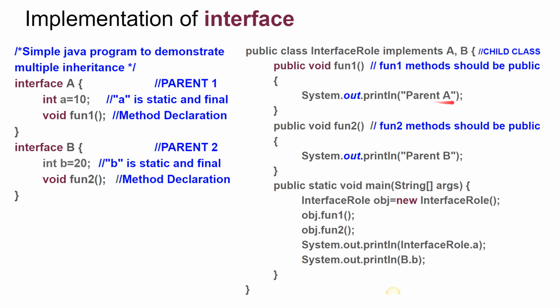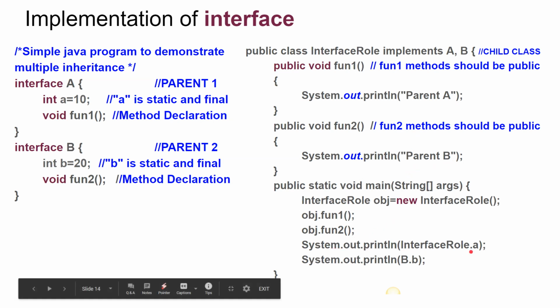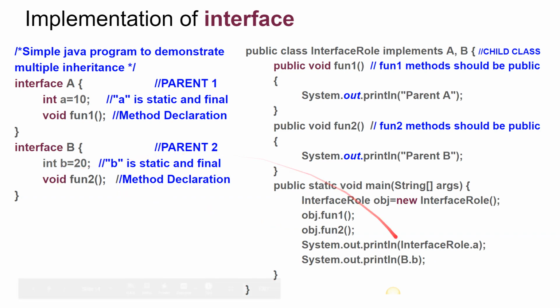So what is the output? The first output is parent A, the second, on the next line, is parent B, and here we are trying to access A. What is that? A is 10. So how are we accessing this variable A? By using the class name, followed by the dot operator and then variable A. And why are we using the class name? Because variable A is static. Again here we are trying to access B, which is 10, using the class name.